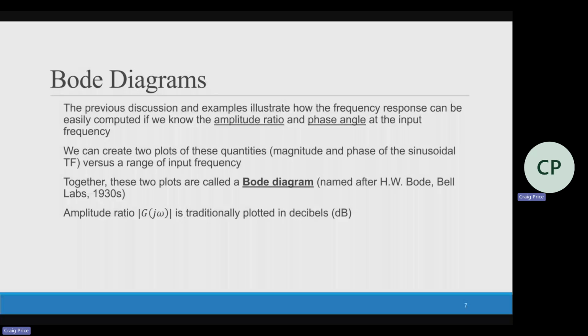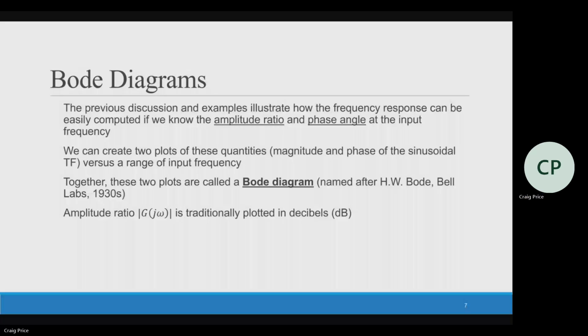So we're going to plot them versus a range of input frequency. These two plots are called a Bode diagram. H.W. Bode, part of Bell Labs back in the 30s.